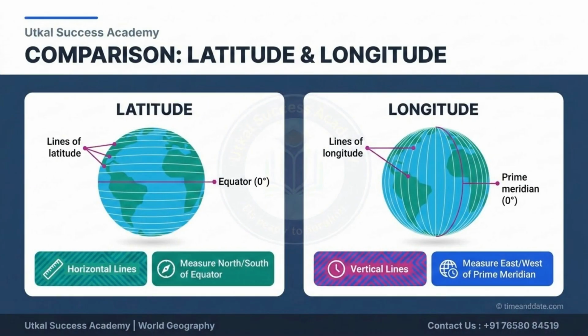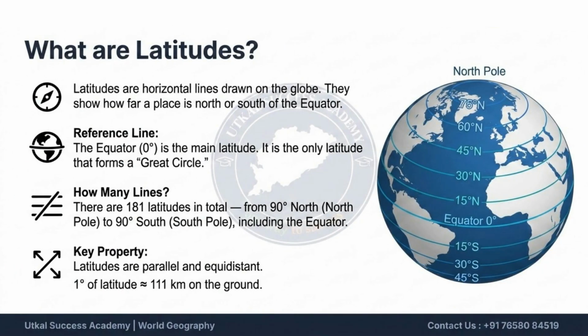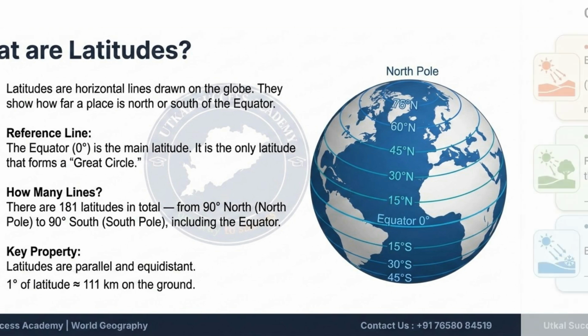Here is a comparison of latitude and longitude. Latitudes are horizontal lines, such as the equator, used to measure north and south distance. Longitudes are vertical lines, such as the prime meridian, used to measure east and west distance. Latitudes are horizontal lines drawn on the globe, parallel and equidistant, forming great circles. There are 181 latitudes in total, from 90 degrees north to 90 degrees south, including the equator.